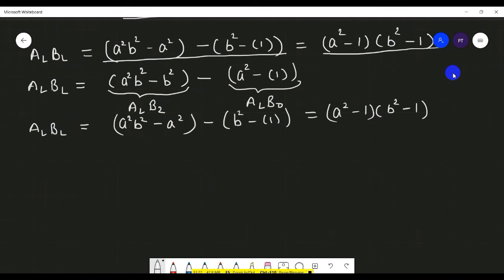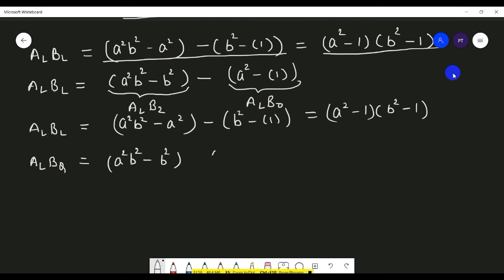Similarly, we will compute the interaction component ALBQ. So first we can compute the linear effect of A at three levels of B and then utilize those effects to find quadratic effect of B. So let us first find the linear effect of A at three levels of B. So linear effect of A at high level of B is A square B square minus B square.